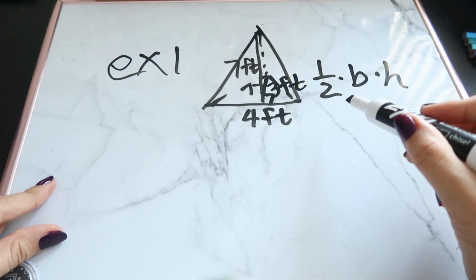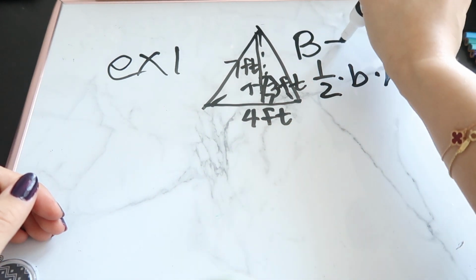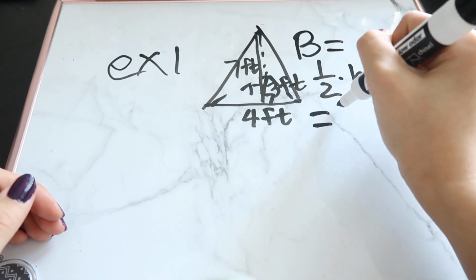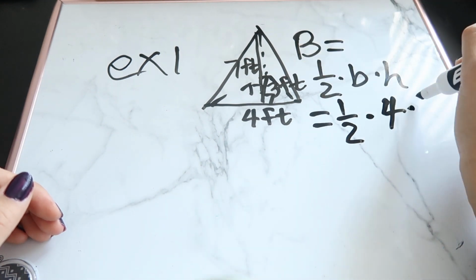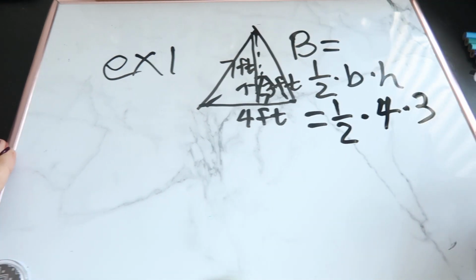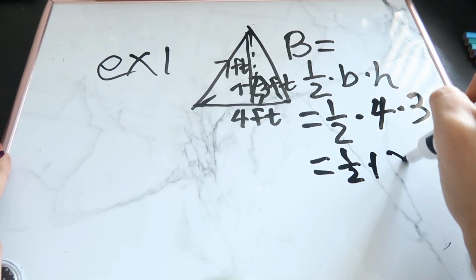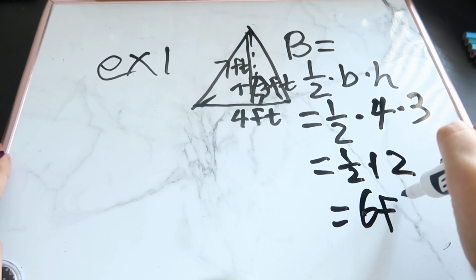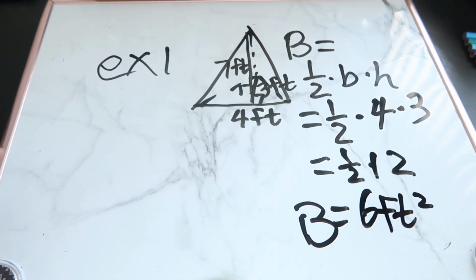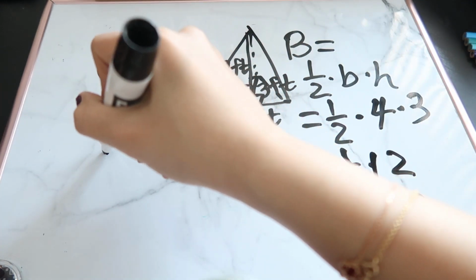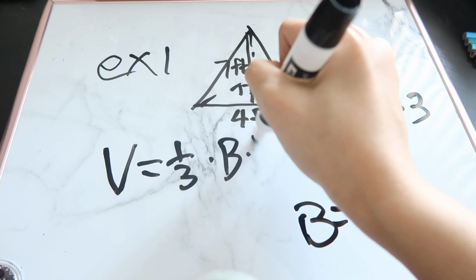So again, this is the formula for the area of the base. You're trying to find that capital B first, and then you plug it in. So it's 1/2 times 4 times 3. To do 1/2, you can just simply divide by 2. So it's 1/2 times 12, which is 6 feet squared. So now you have the B. Then you can plug into the formula, which is V equals 1/3 times B times H.